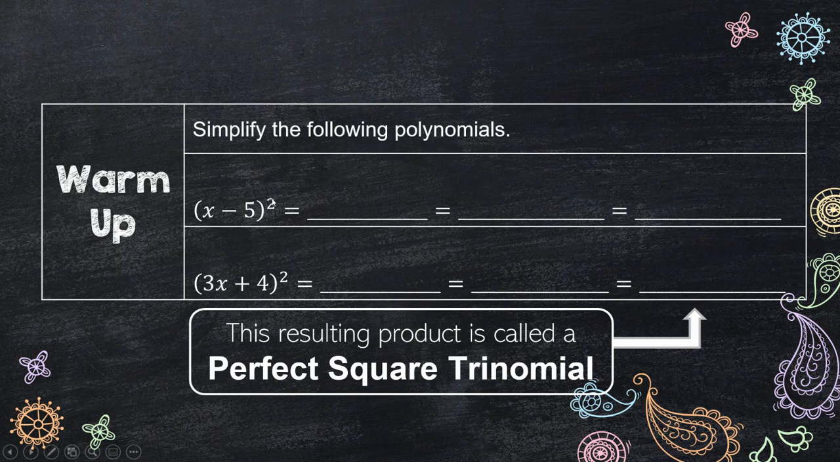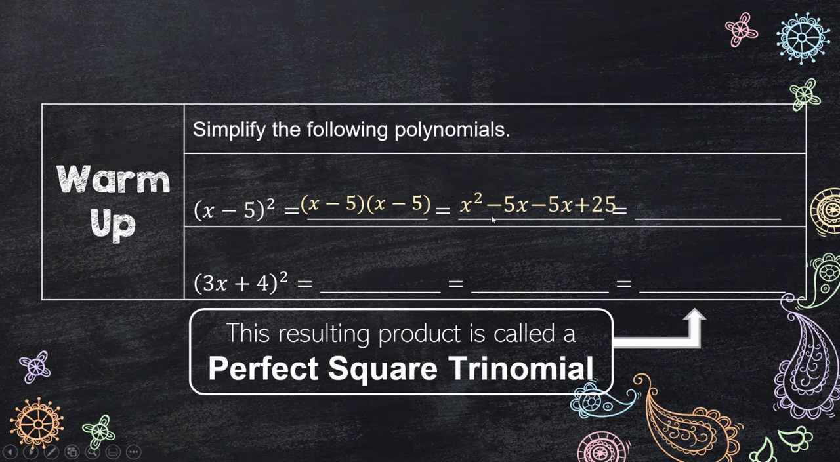Remember that square power means multiply it by itself. So x minus 5 times x minus 5. We would distribute: the x times x would give us x squared, and then we take x times negative 5 to get minus 5x. Next, we distribute the negative 5. Negative 5 times x gives us negative 5x, and then negative 5 times negative 5 gives us plus 25.